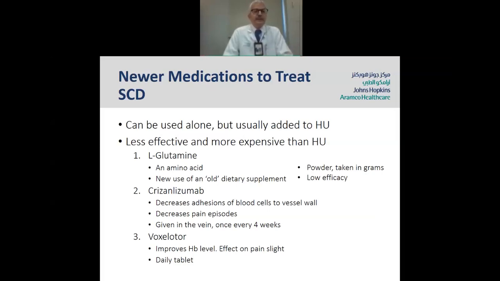Another drug is called crizanlizumab. It's a tongue twister, but that's its name. It's a monoclonal antibody, a manufactured protein, and it decreases adhesion of blood cells to the blood vessel wall. If you recall, this is a major mechanism to precipitate crisis. It's given into the vein, usually 2 weeks in a row, then once every 4 weeks. The most recent addition is called voxelotor. In its tablet form, its effect on pain is quite small, so it's now marketed to improve hemoglobin level, because that's the approval, since the effect on decreasing pain is not very high.